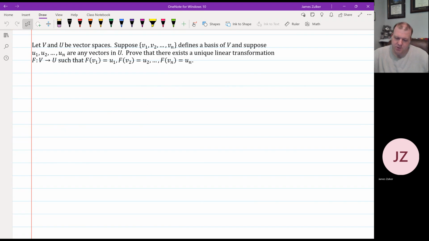So let V and U be vector spaces. Suppose that the set V1, V2, through Vn defines a basis of V, and let's suppose that U1, U2 up through Un are any vectors in U. We want to prove that there exists a unique linear transformation f from V into U, such that f of V1 equals U1, f of V2 equals U2, and so on and so forth.